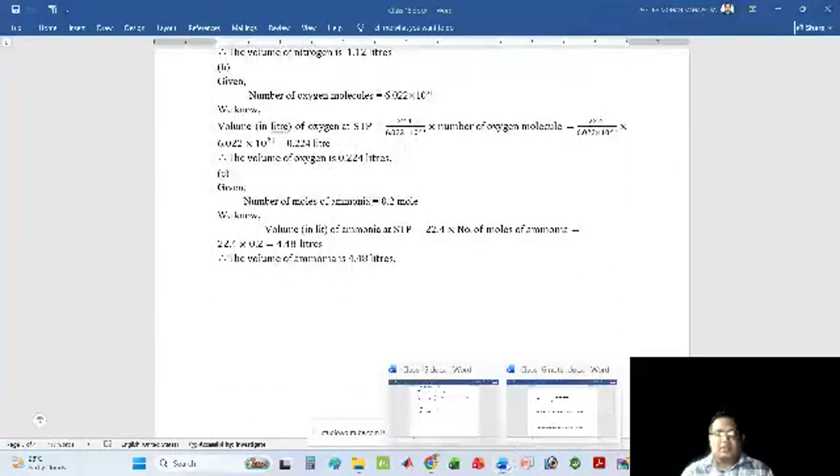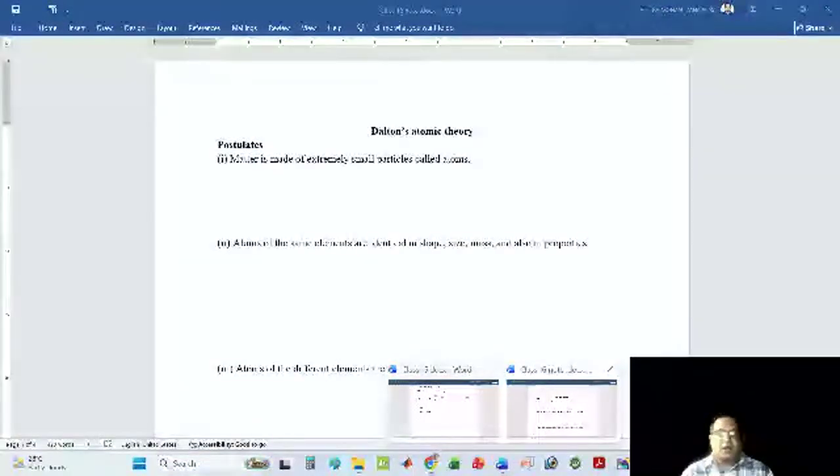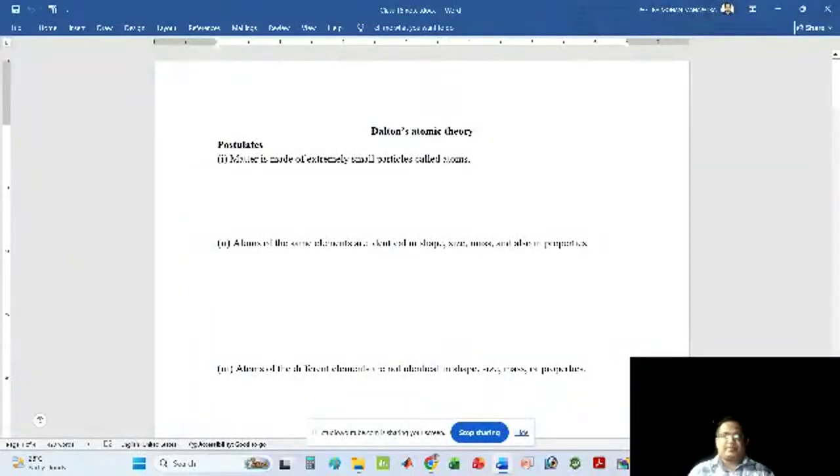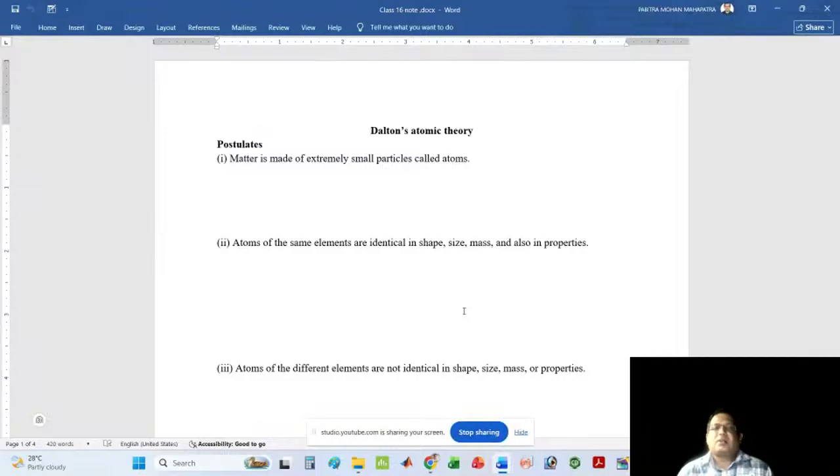Now in this class I will explain Dalton's atomic theory. There are different atomic theories proposed by different scientists. At first, I will discuss Dalton's atomic theory. After that, I will cover the Rutherford atomic model. Next, Bohr's atomic model. These are some significant atomic theories to explain the structure of the atom, the composition of atoms, and some points related to atoms.